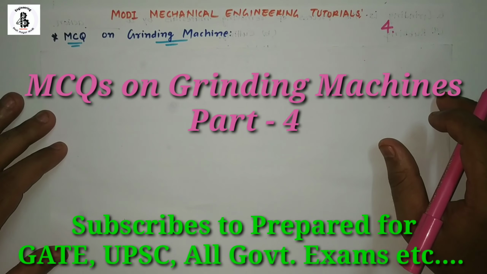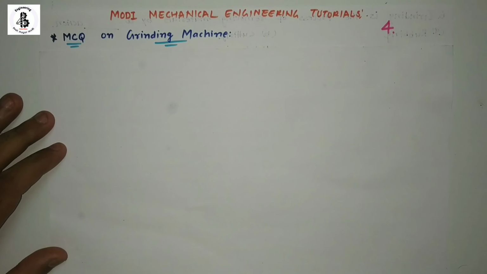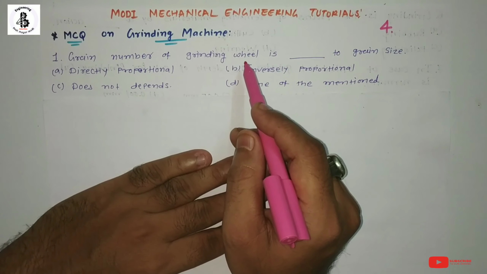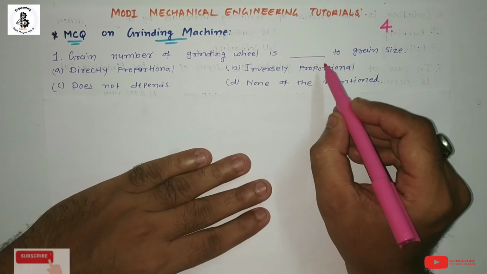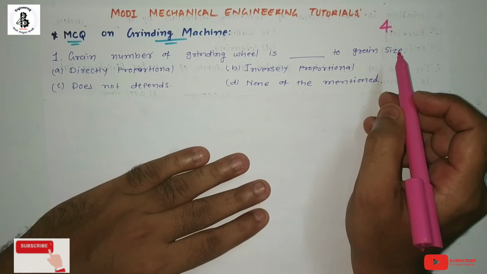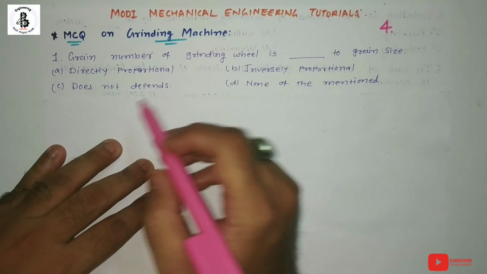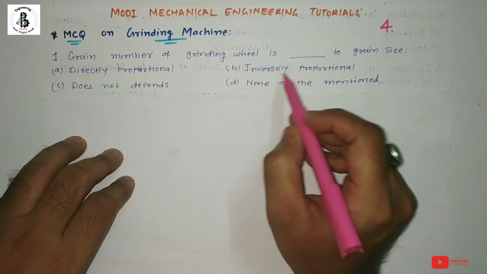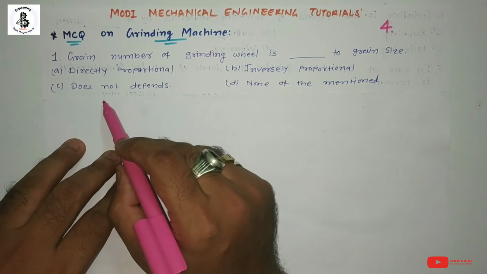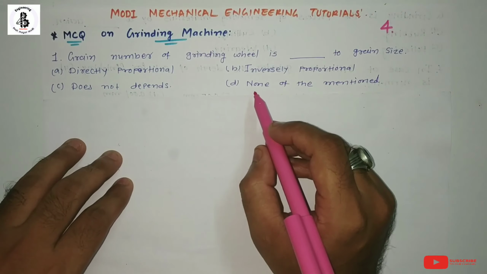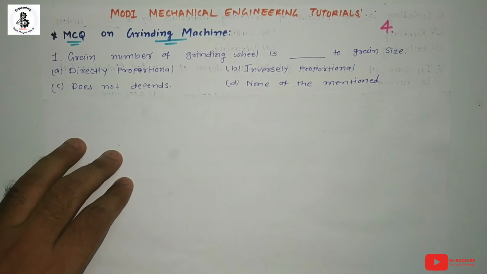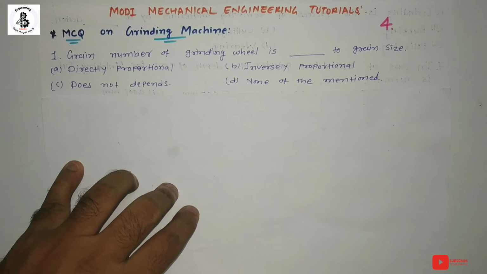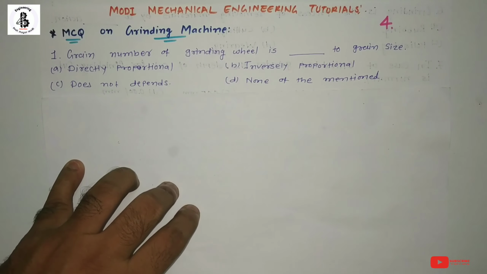Now we will start with question number 1. Grain number of grinding wheel is to grain size. Option A directly proportional, B inversely proportional, C does not depend, and D none of the mentioned. Basically there are 4 categories of grain sizes.